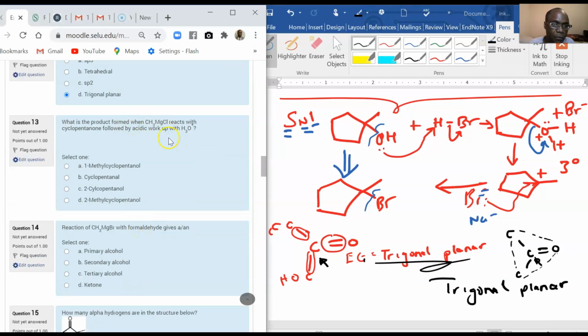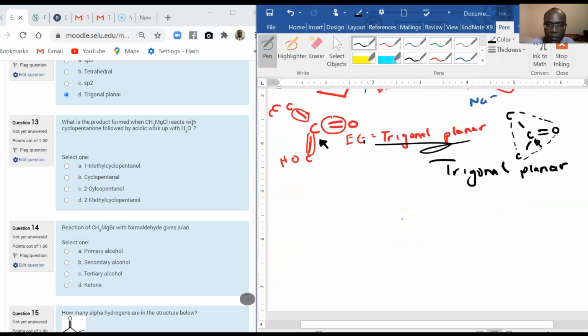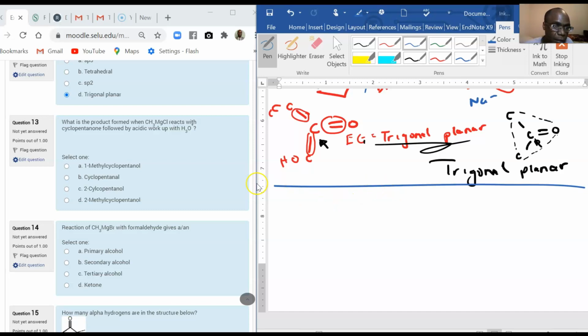What is the product formed when methyl magnesium chloride reacts with cyclopentanone followed by acidic workup with H3O+? If you remember, that's called a Grignard reaction. That's a Grignard reaction. So cyclopentanone looks like this. It's a 5-membered ring, which is a ketone.